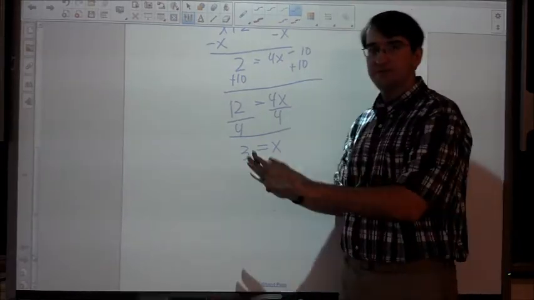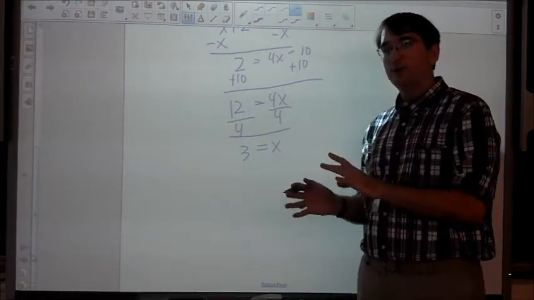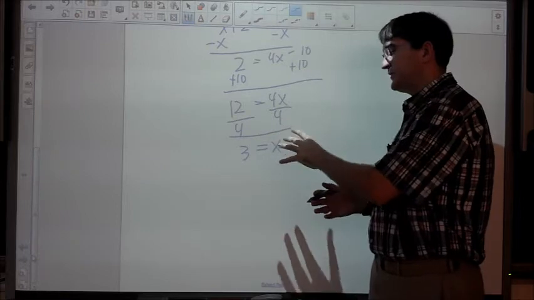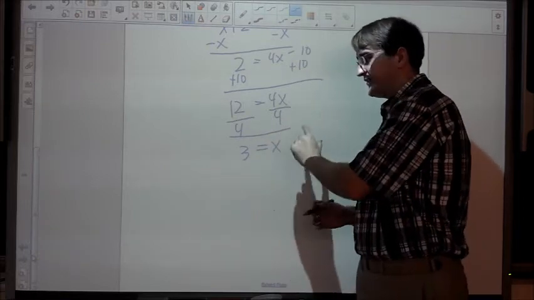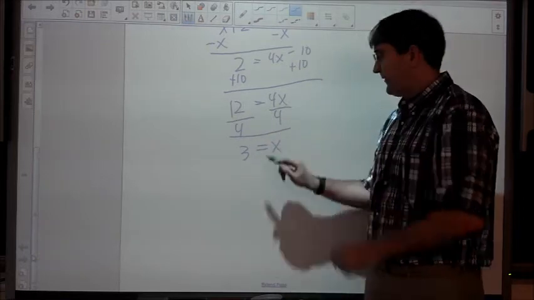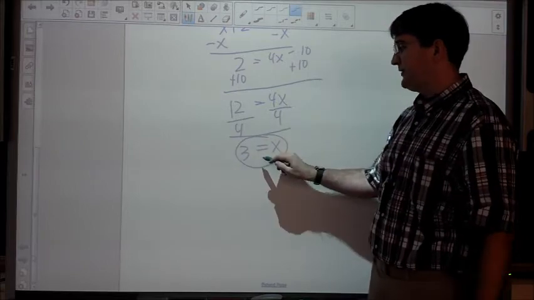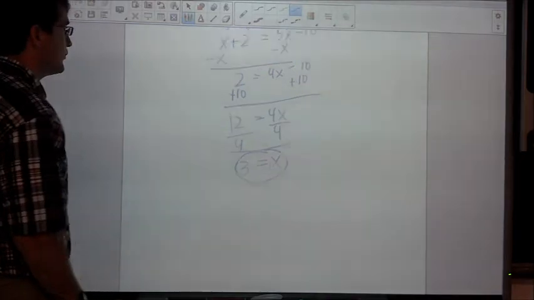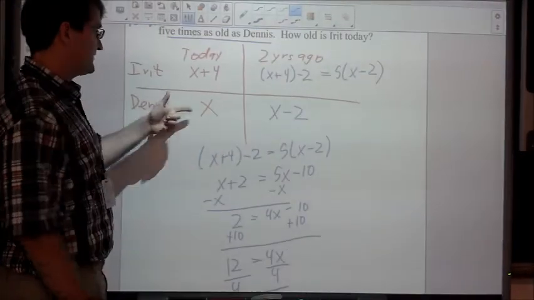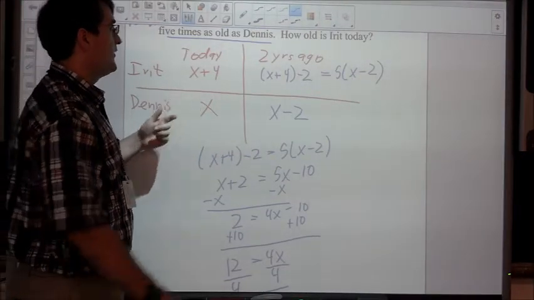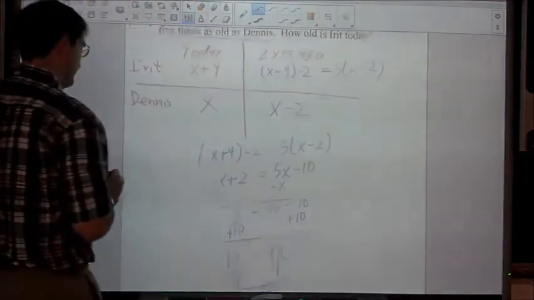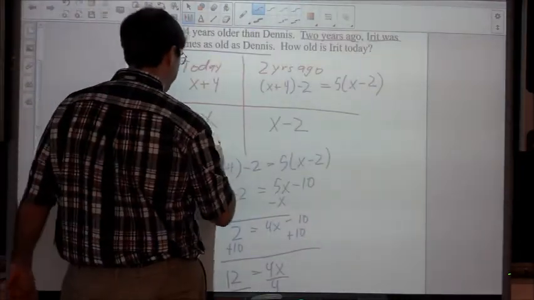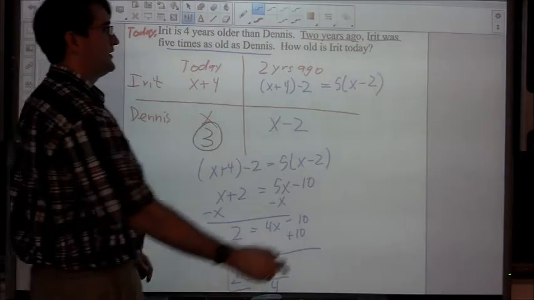Now don't stop. That's the problem with word problems, is that once you get to what x is, that's usually not your answer. This will help you find your answer, but ultimately this is not what I wanted. Because what is x? Go back up to the table. x is Dennis's age today. So I now know that Dennis, right now, is 3.